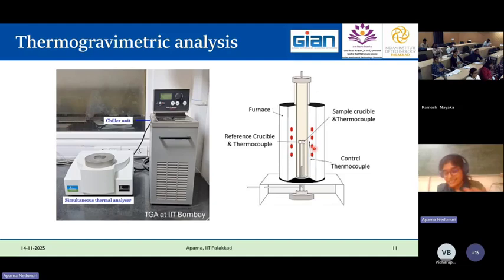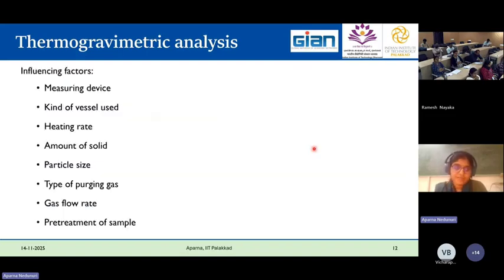Since this is equipment based, there are several factors that govern the TGA curve that we obtain towards the end. We will see what the different factors are. There are several influencing factors, like the type of measuring device we are using and what kind of vessel we are using. Vessel here means the crucible that we use for holding either the sample or reference, whether it is a closed lid or an open crucible.